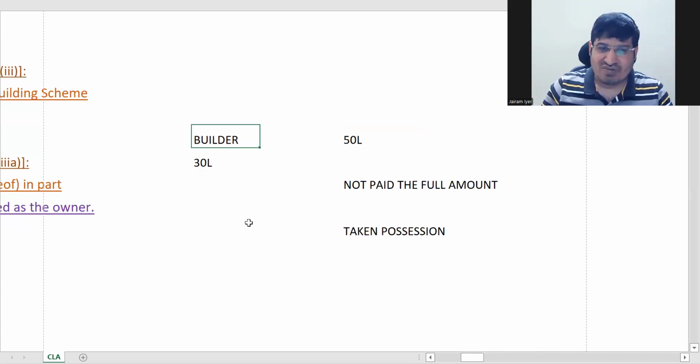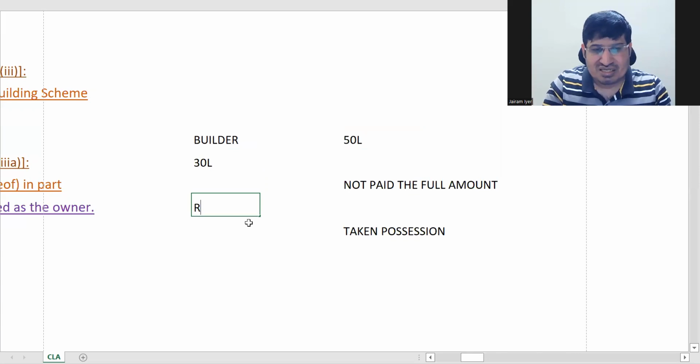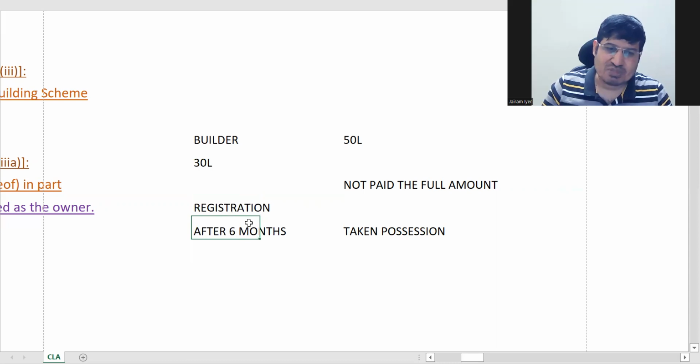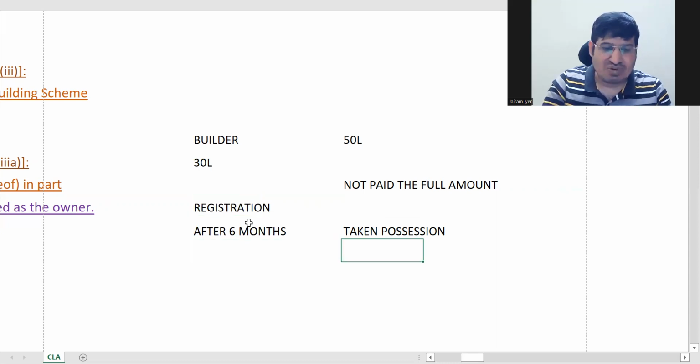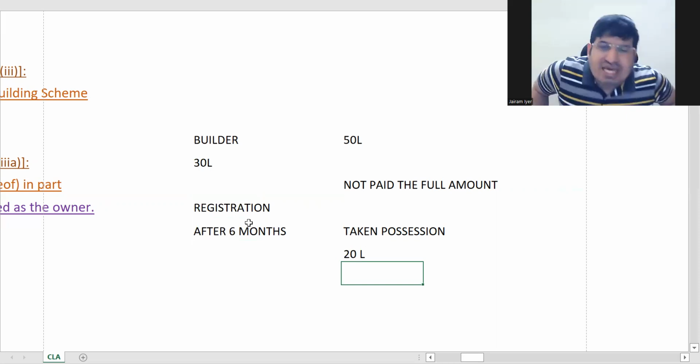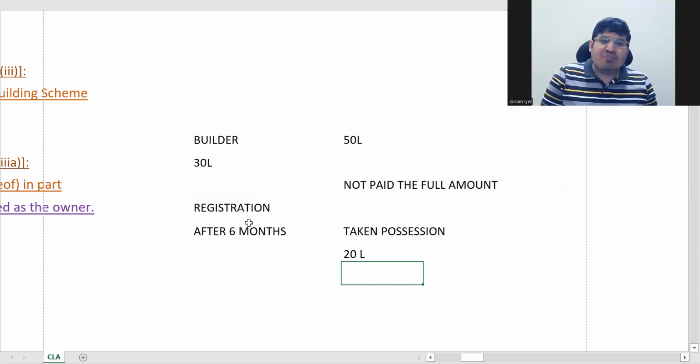So whenever you do registration, we'll agree on something, let us do registration after 6 months. Okay, and then I will give you the balance 20 lakhs. Something like that. This is a kind of agreement that is quite common, where people give a major portion of the amount and they take possession.